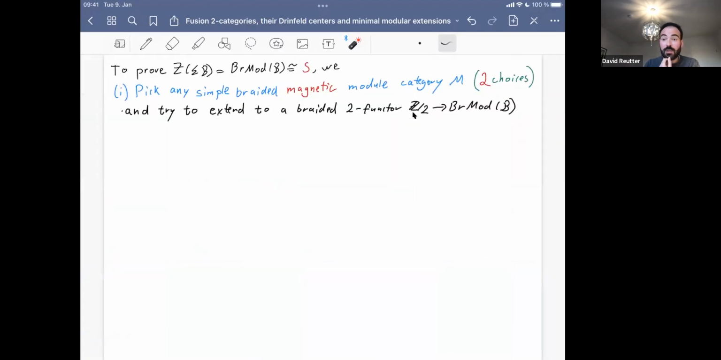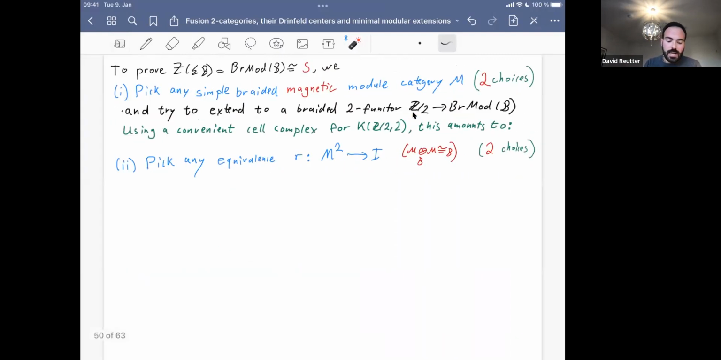So let's be concrete about what it means to extend this choice of simple object to a pivotal monoidal 2-functor. To prove that the set of sigma B, which we know is the same as pivotal modules of B, is equivalent to S, let's just try to build one of these pivotal monoidal 2-functors out of C mod 2. The first thing we have to do is pick some simple pivotal magnetic module category M. This is just a simple magnetic object. But now we know that the objects are pivotal module categories, so let's just take this M. It turns out there are two choices for this. And now we try to extend this choice, or one of these two choices, to a pivotal 2-functor.